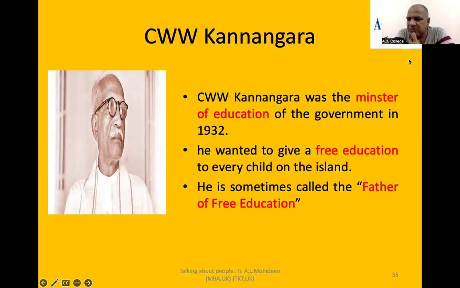C.W.W. Kannangara was the Minister of Education of the government in 1932. He wanted to give a free education for every child on the island. He is sometimes called the father of free education. Okay, great. So now Omar done, right, Osman?